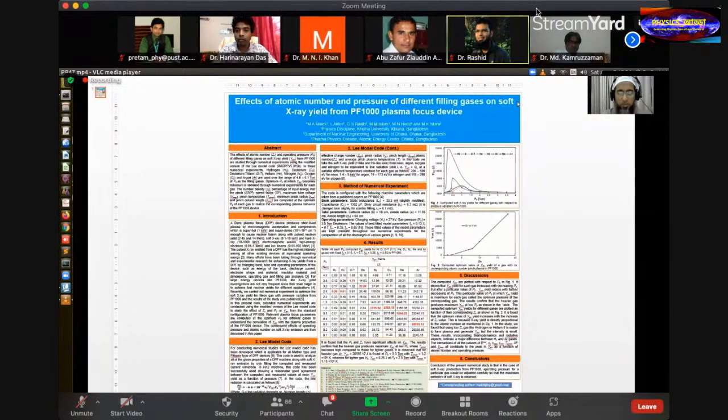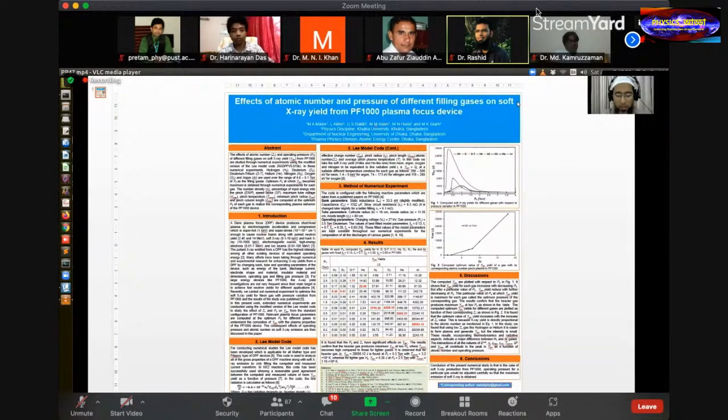In these numerical experiments, we used hydrogen, deuterium, tritium, helium, nitrogen, oxygen, and argon gases. The operating pressure range was 0.1 torr to 4 torr. The optimum pressure at which soft X-ray becomes maximum is obtained through numerical experiments for each gas, and the results are presented in the table. From figure 1, it is confirmed that the heavier gas produces maximum soft X-ray yield at low pressure compared to other lighter gases.